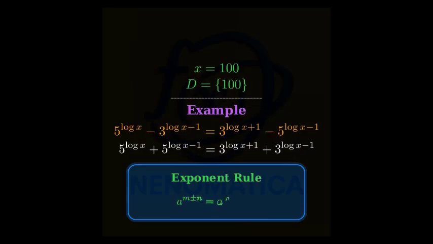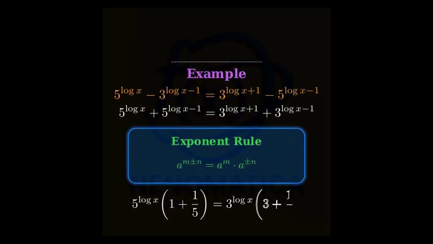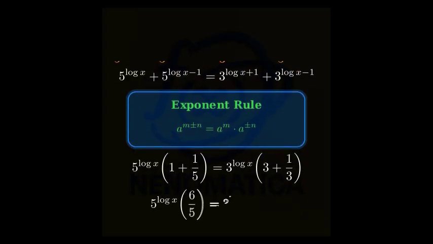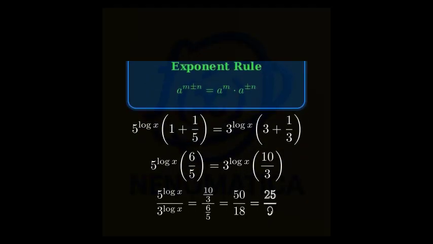Factor out the common powers using exponent rules. On the left, factor 5 to the log x, leaving 1 plus 1/5. On the right, factor 3 to the log x, leaving 3 plus 1/3. Evaluate the parentheses. 1 plus 1/5 equals 6/5. 3 plus 1/3 equals 10/3. Divide both sides by 3 to the log x and by 6/5. This yields the ratio 5 to the log x over 3 to the log x equals 25/9.